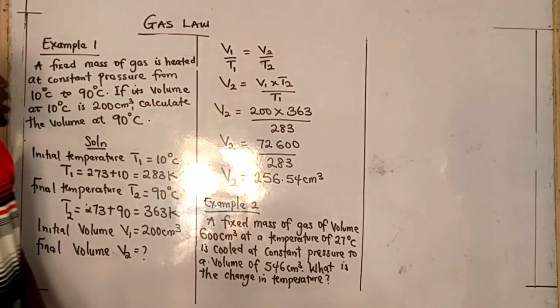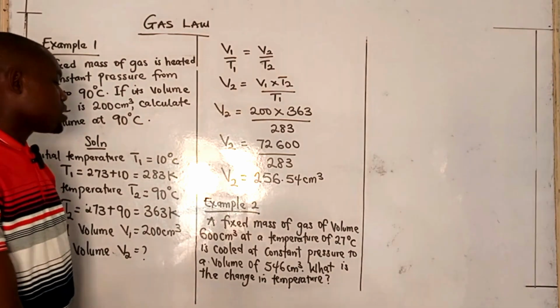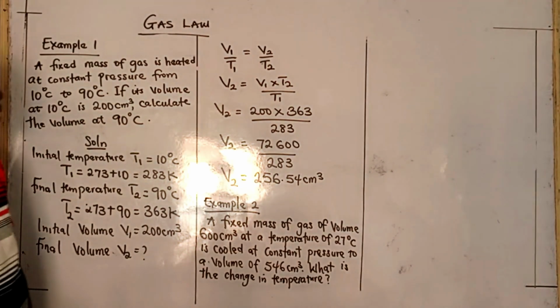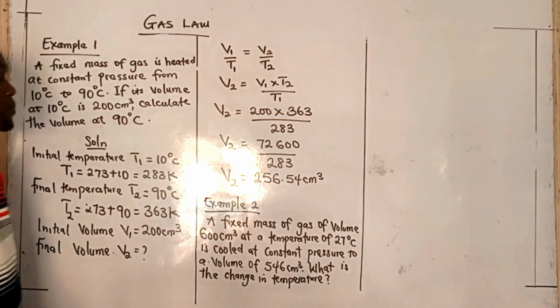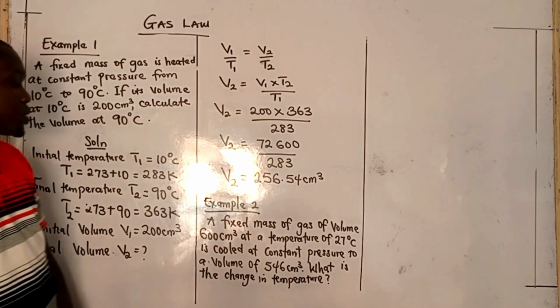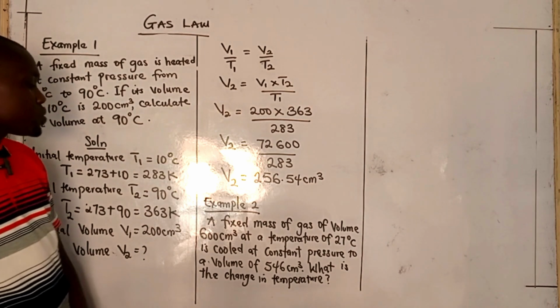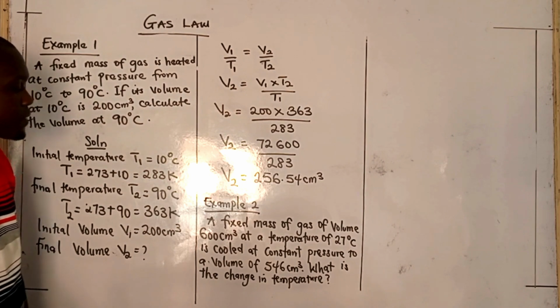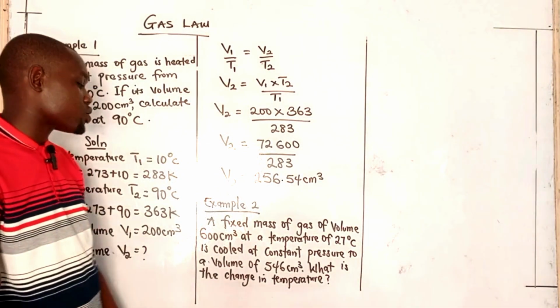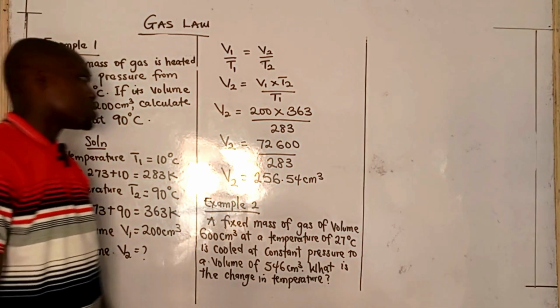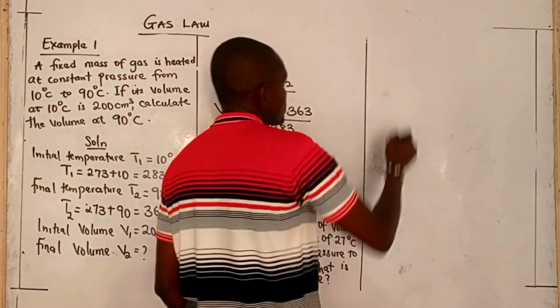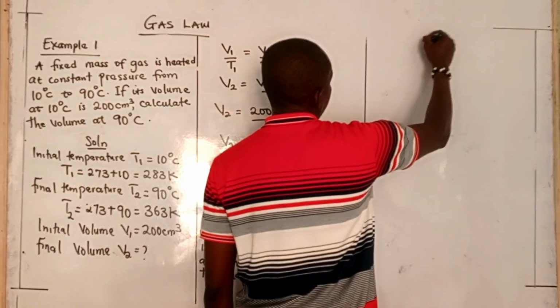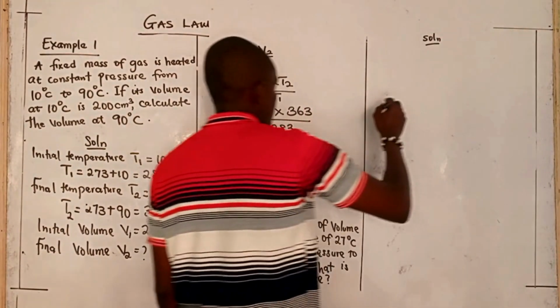The question is: a fixed mass of gas of volume 600 cm³ at a temperature of 27 degrees Celsius is cooled at constant pressure to a volume of 546 cm³. What is the change in temperature? So if we are to solve this, we have to first of all collect our data.